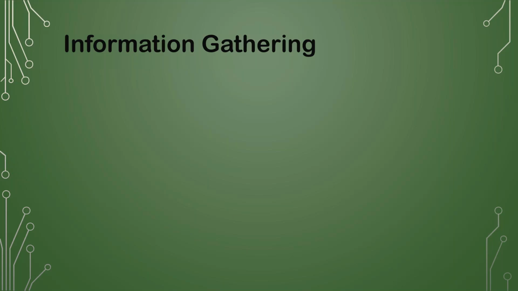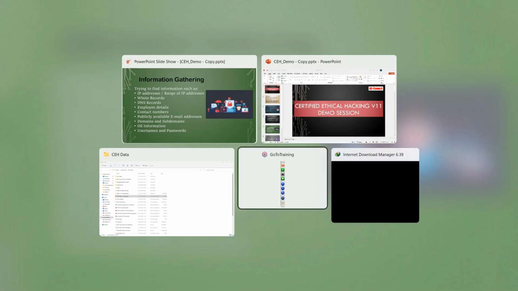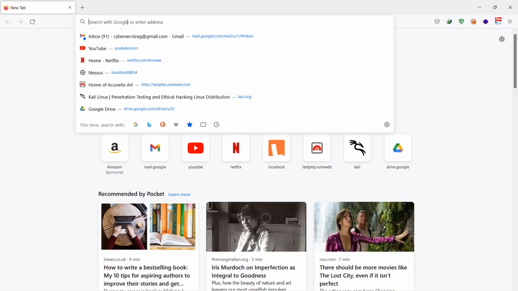Now, what kind of information are you trying to get here? You try to get information such as the target IP addresses, the range of IPs used by their servers, the whois record, their DNS server records, employee details such as contact numbers, email addresses, or usernames and passwords that were leaked on the internet, and the domain names, subdomains, operating systems the target is using, and so on. All this information, guys, trust me, is readily available on the internet to be gathered. If I show a very brief example, I can just go to my browser. Let me open up my browser quickly. And in my browser, I can search for a website called hunter.io.